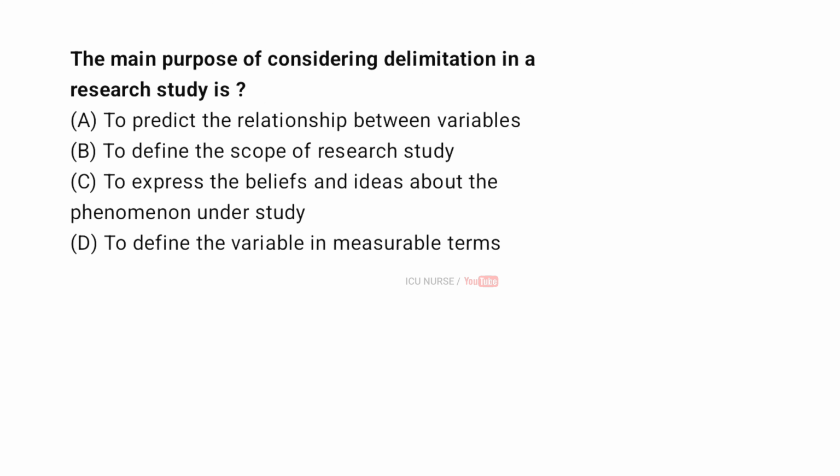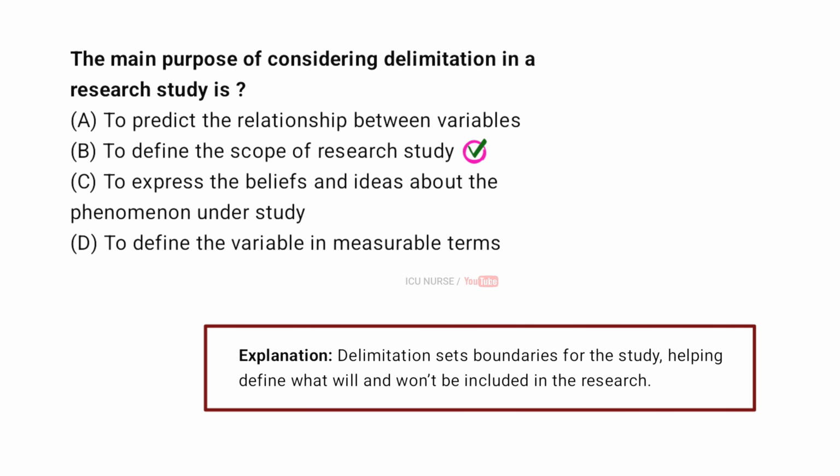The main purpose of considering delimitation in a research study is A. To predict the relationship between variables. B. To define the scope of research study. C. To express the beliefs and ideas about the phenomenon under study. D. To define the variable in measurable terms. And the correct answer is B. To define the scope of research study. Delimitation sets boundaries for the study, helping define what will and won't be included in the research.